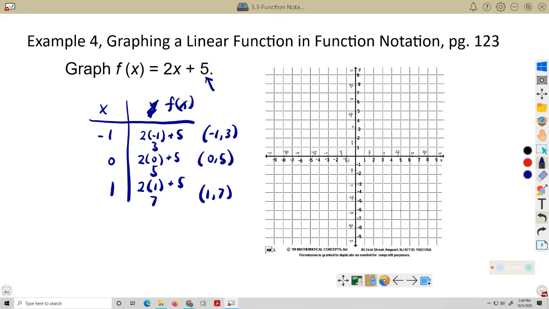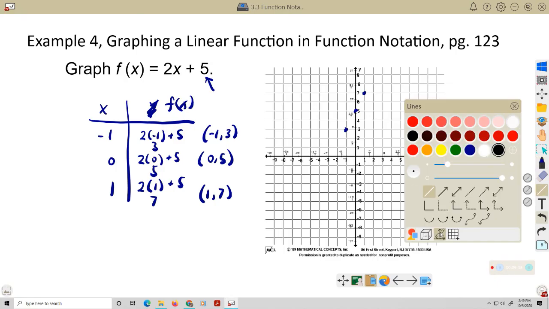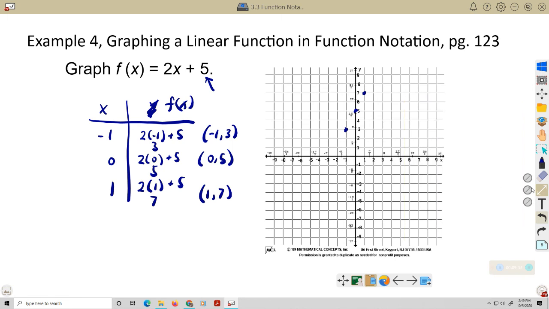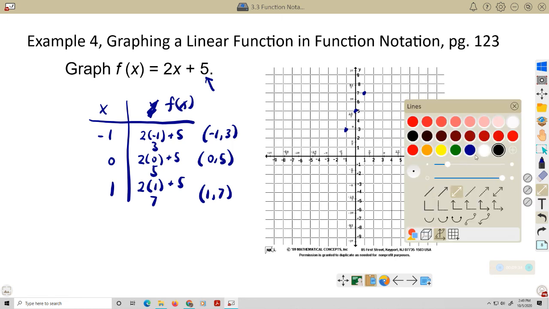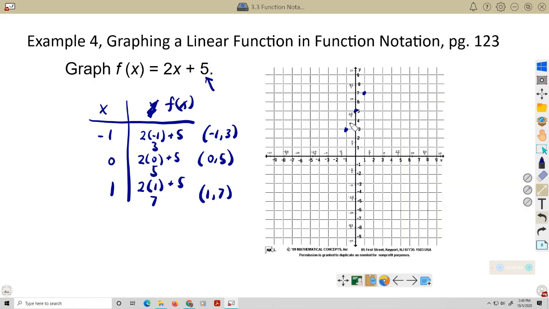Okay, let's plot these points. Negative 1, 3, 0, 5, and 1, 7. If I would have used bigger numbers for my output, I'd be kind of off the top of this graph here. I'm going to connect these with a straight line. There it is.